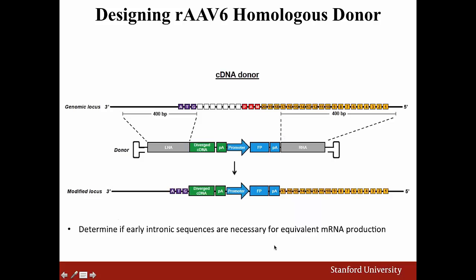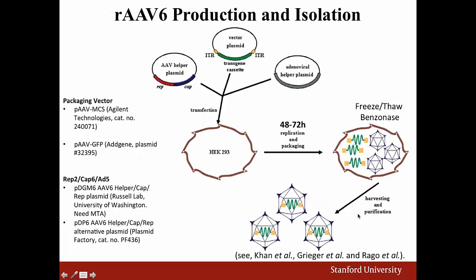I also wanted to say, you should really determine for your gene of interest if you need early intronic sequences necessary for equivalent mRNA production. Some genes require intron 1s for high transcript production. Once you have your donor designed using those methods, a big thing is to be able to produce the AAV in-house. The way we do it is the triple transfection method in HEK293 cells. I put some references down here for Nature Protocols from Jude Samulski's lab and David Russell's lab that are really good and that we followed in the beginning.